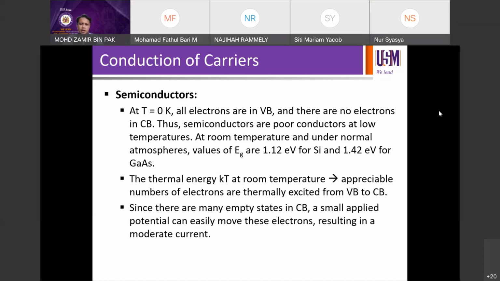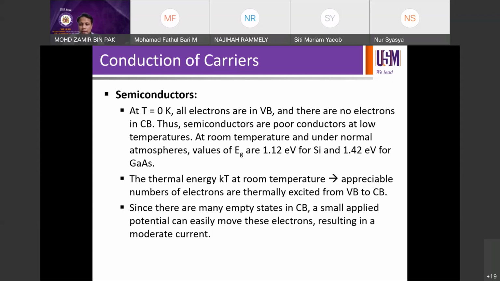At T equals 0 Kelvin, all electrons reside in the valence band, and there are no electrons in the CB. Semiconductors in this case are poor conductors at low temperatures. On the other hand, when the temperature rises gradually, for example to room temperature, the valence band electrons possess a sufficient amount of energy to be excited from the valence band into the conduction band.